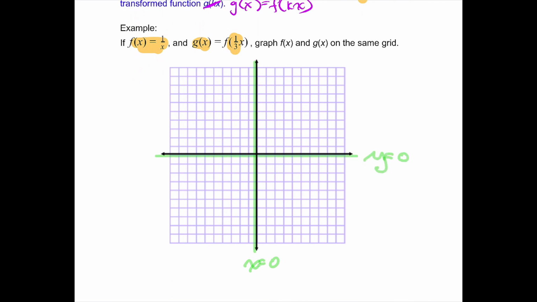So let's look at our parent function. So we'll do this in blue maybe. So we recognize, we hopefully remember graphing this so many times, that we got 1 comma 1. Then we're going to have a half comma 2.